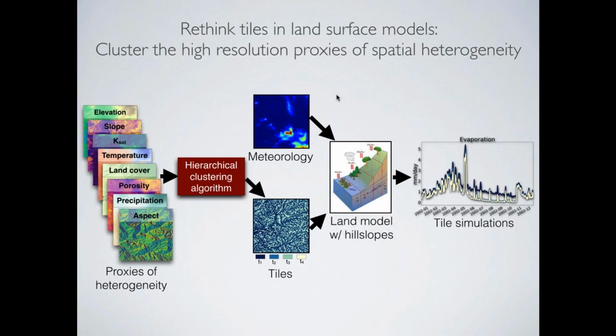So here is an easy example. You have one characteristic hill slope, 4 height bands, and one intra-cluster tile. You take these tiles, put them into your model with hill slopes, you have your meteorology, and then you have your tile simulations for each of the tiles. And because we have water converging down to the riparian zone, you're going to have a higher ET signal happening in that region, as you would expect.